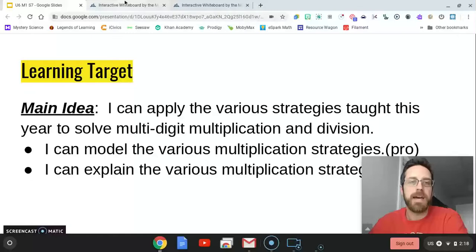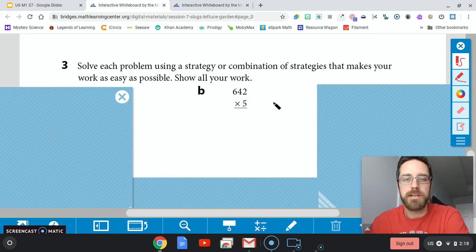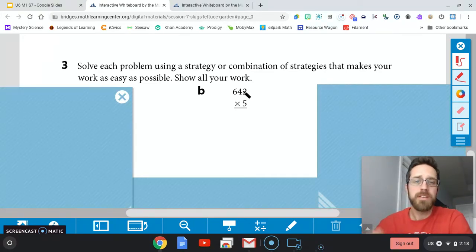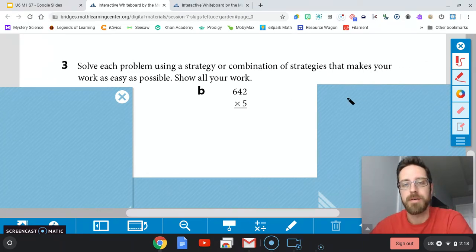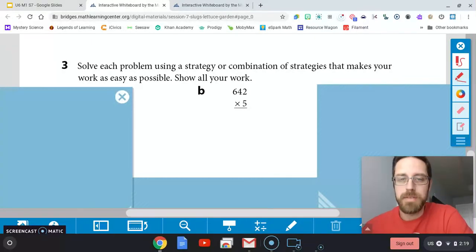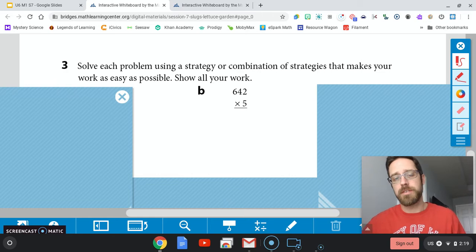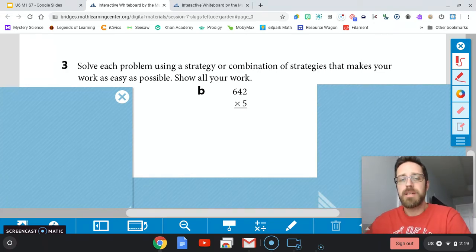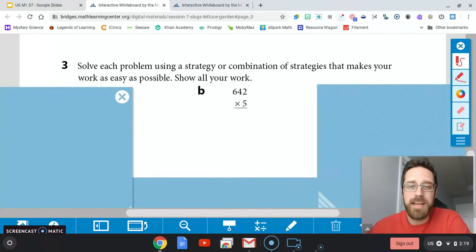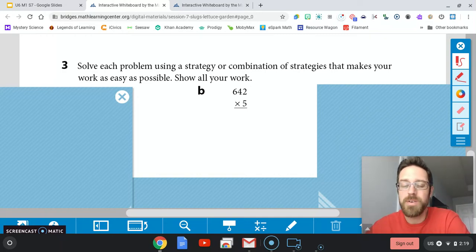So let's look at our first problem, which is 642 times 5. When you look at that, you probably think, wow, 642 is kind of a big number to multiply. But what the doubling and halving strategy does is get it to friendlier numbers. The other thing is, if you're going to halve a number, it has to be an even number. The even numbers are 0, 2, 4, 6, and 8. Because if you try to halve an odd number, you're going to end up with a decimal or a fraction, and we don't know how to multiply fractions or decimals yet.